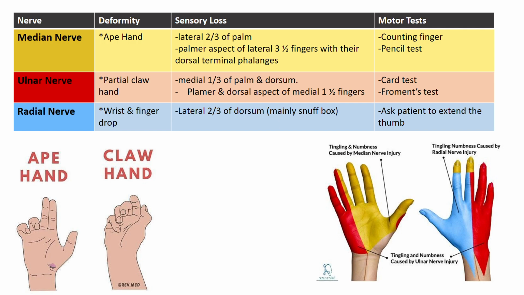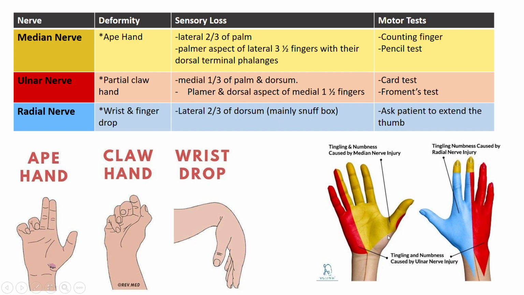Finally, the radial nerve, which results in wrist and finger drop, it affects and results in loss of sensation lateral 2/3 of the dorsum of the hand, especially the snuff box, which is this area. And a simple motor test is to ask the patient to extend the thumb.